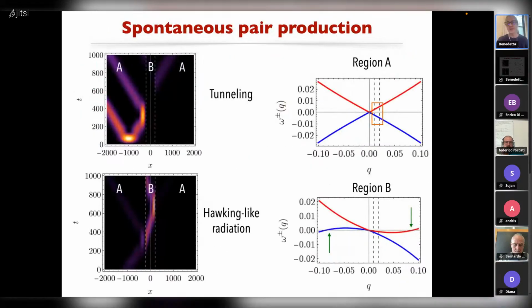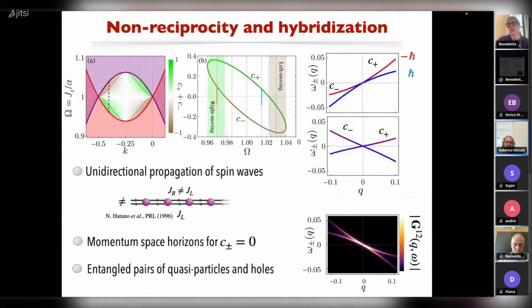Sorry, this is Benedetta, yeah. When you say that it has nothing to do with the non-Hermitian skin effect, you mean in the sense that the hoppings are not different, but still you have these two velocities which are different, right? Yeah. And this doesn't imply some accumulation of magnons at the boundaries, or?